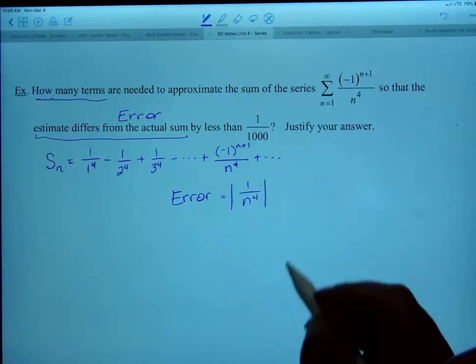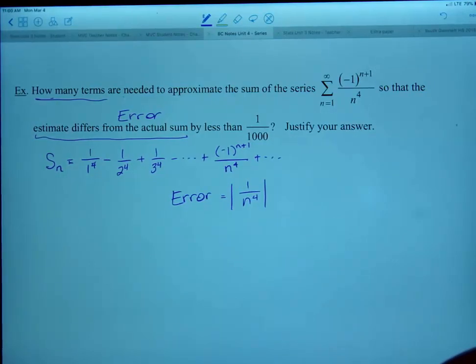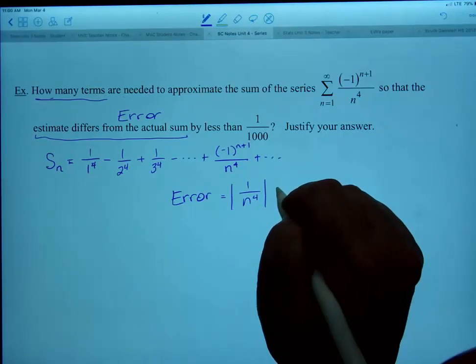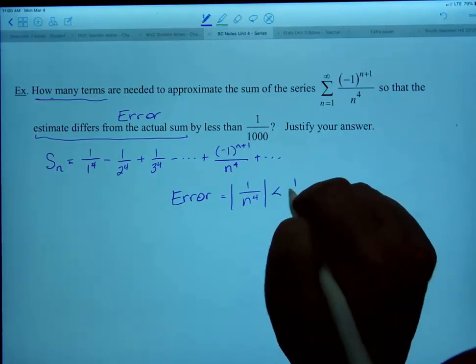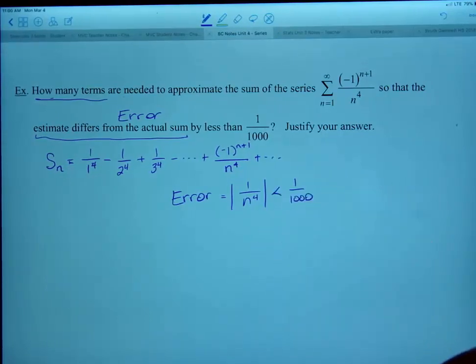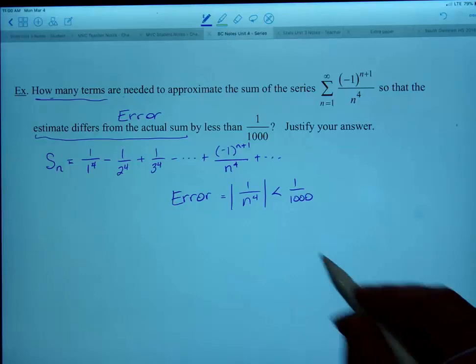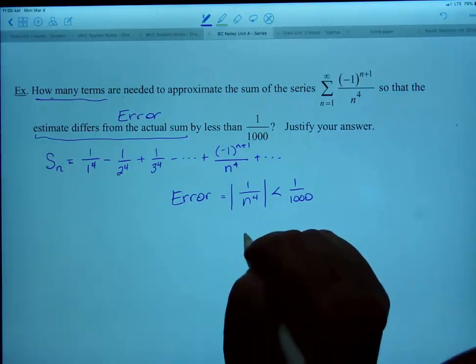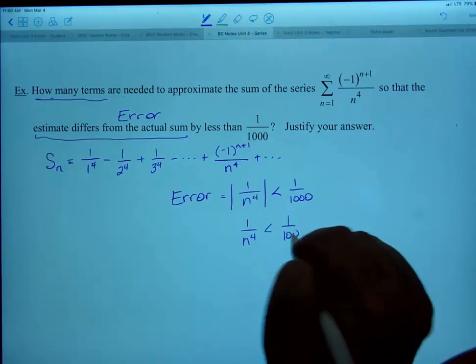And what is my error supposed to be? It's supposed to be less than 1 over 1,000. Because I'm doing absolute value, and I know n's going to be positive, I'm going to go ahead and take the bars off. So 1 over n to the 4th is less than 1 over 1,000. Now I just need to do the math.